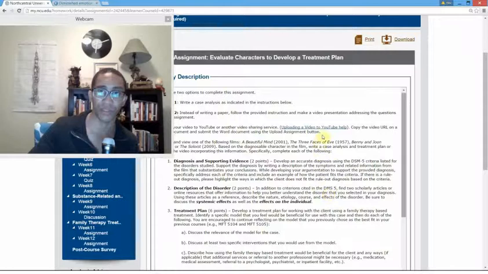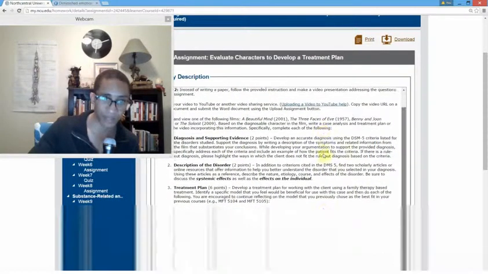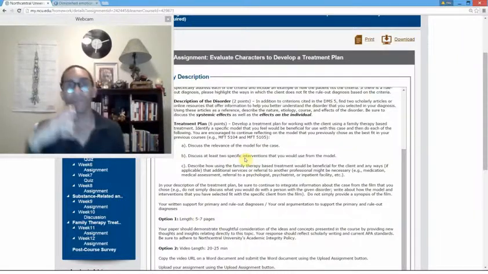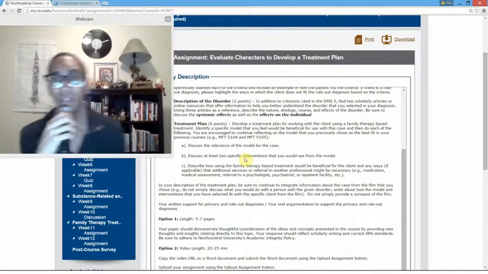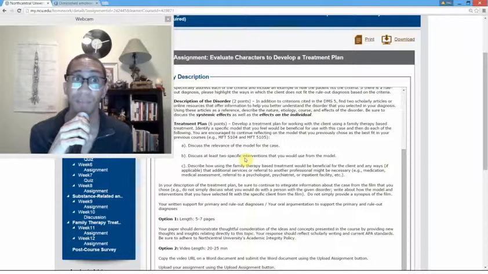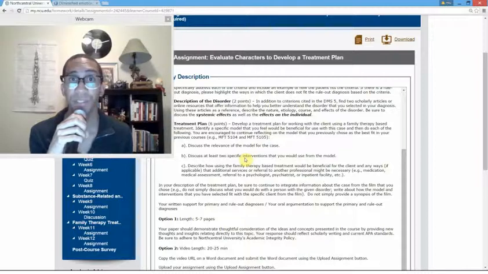But I'll go into the treatment plan, because that deals a lot more with the treatment effects. So, develop a treatment plan for working with a client using a family therapy-based treatment. Identify a specific model you would feel would be beneficial for this case, and then do each of the following. So, okay. I'm a big fan of symbolic experiential family therapy. Huge fan. Because I'm a huge metaphor kind of person. I'm a huge symbolic interactionist kind of person. I think that those are the ways in which we conceive of reality, symbol systems, and ways that we interact with words.